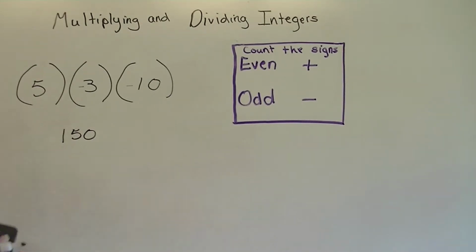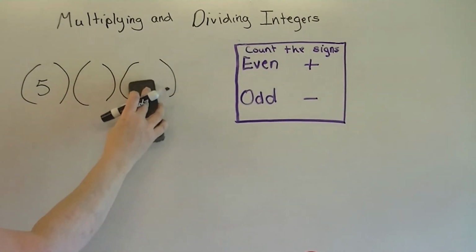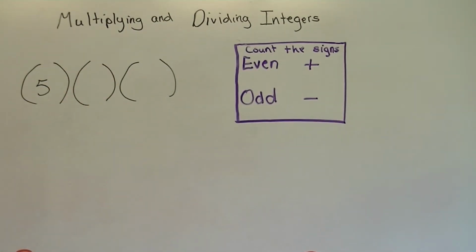Let's try another one. Let's change these numbers to a 1 and a 4. Let's make them all negative. 5 times 1 is 5, and 5 times 4 is 20. Now you're going to count the number of negative signs, 1, 2, 3. 3 is an odd number, so your answer would be negative 20.